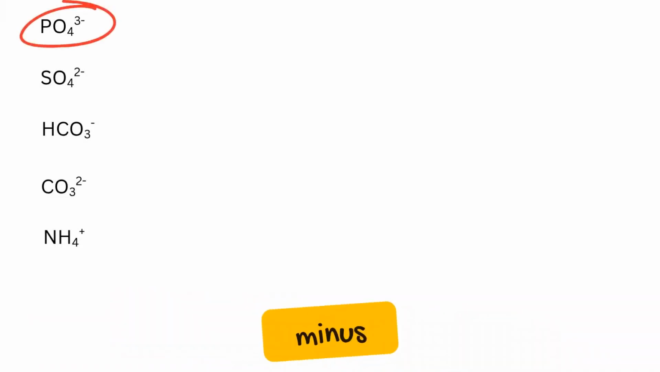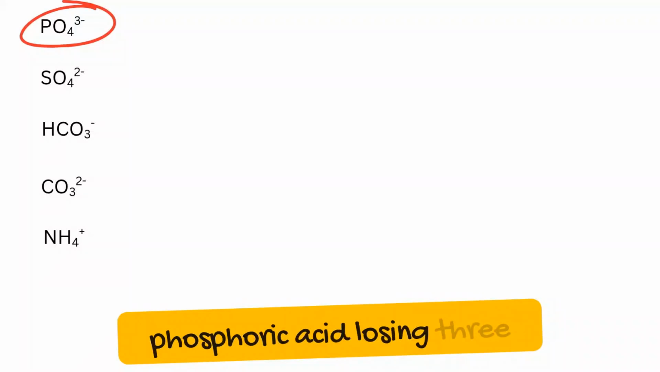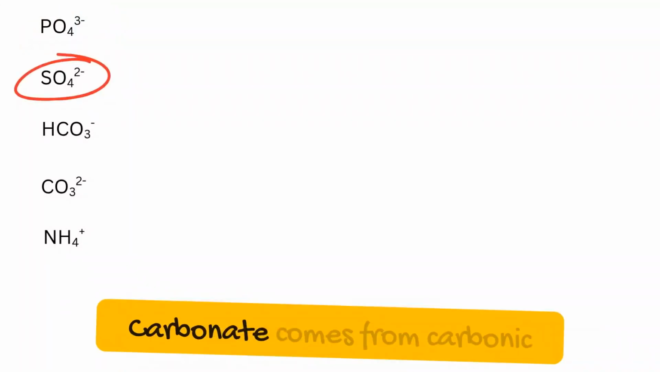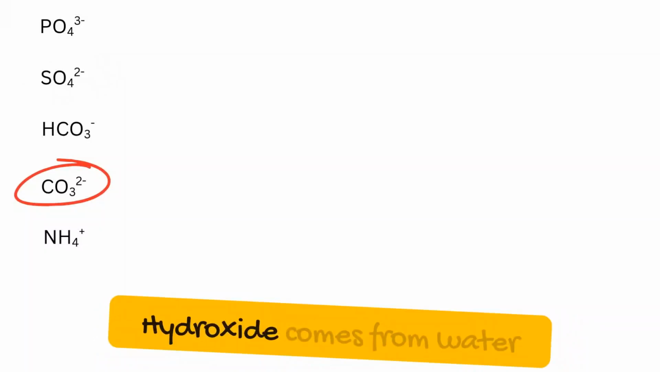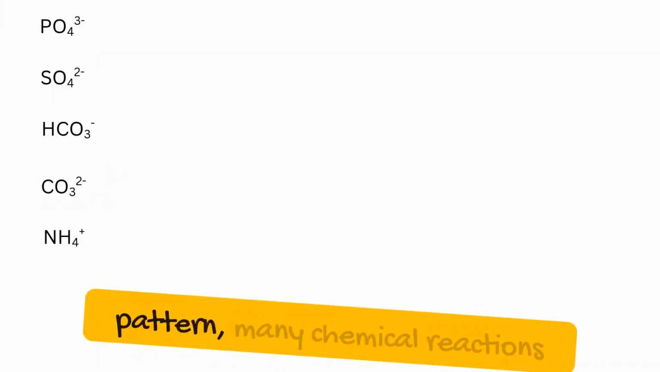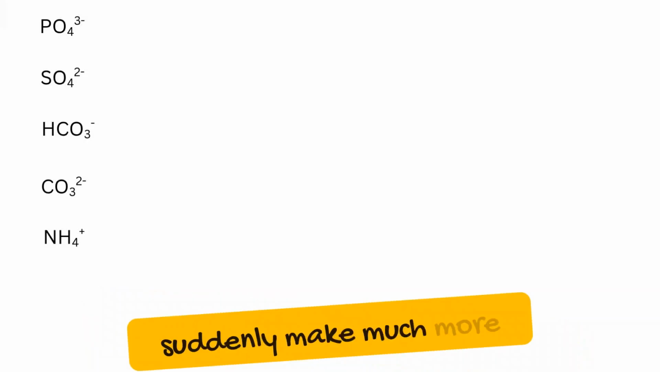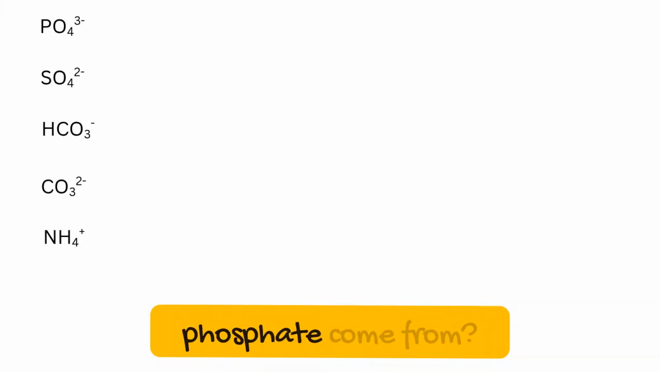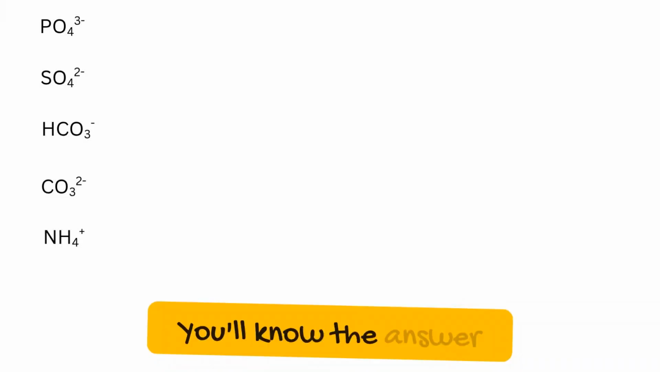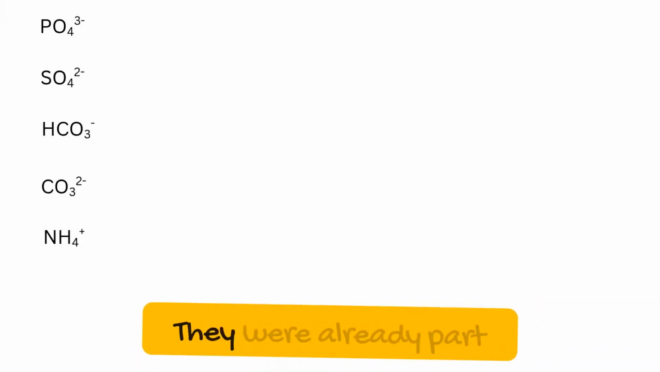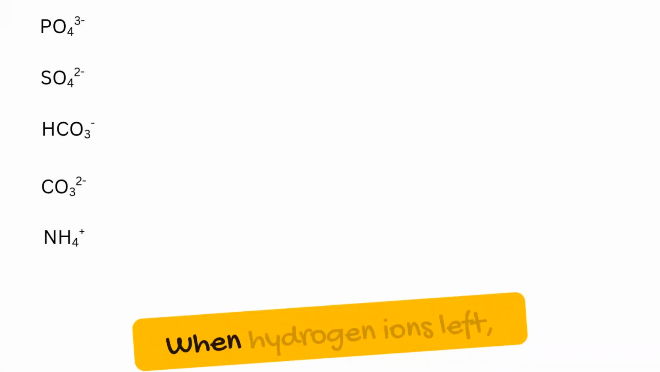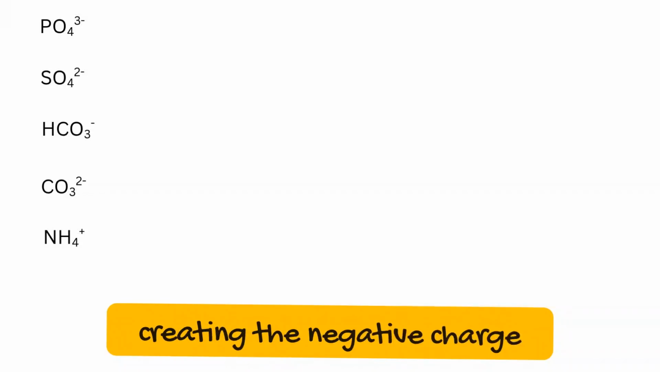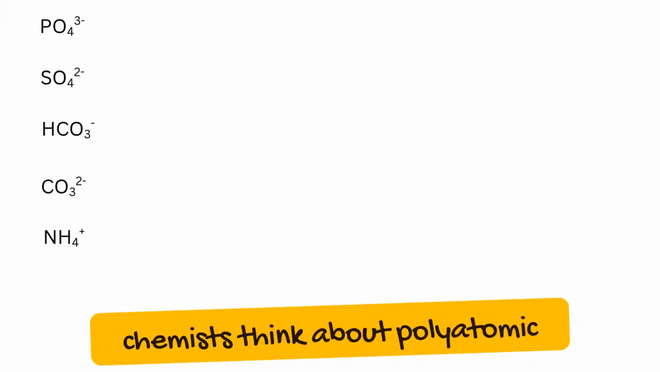Phosphate isn't simply 3-. It's the product of phosphoric acid losing 3 protons. Sulfate comes from sulfuric acid. Carbonate comes from carbonic acid. Hydroxide comes from water. Once you see this pattern, many chemical reactions suddenly make much more sense. So the next time someone asks, where do the extra electrons in phosphate come from? You'll know the answer. They weren't added later. They were already part of the chemical bonds. When hydrogen ions left, the electrons stayed behind, creating the negative charge. And that's exactly how chemists think about polyatomic ions.